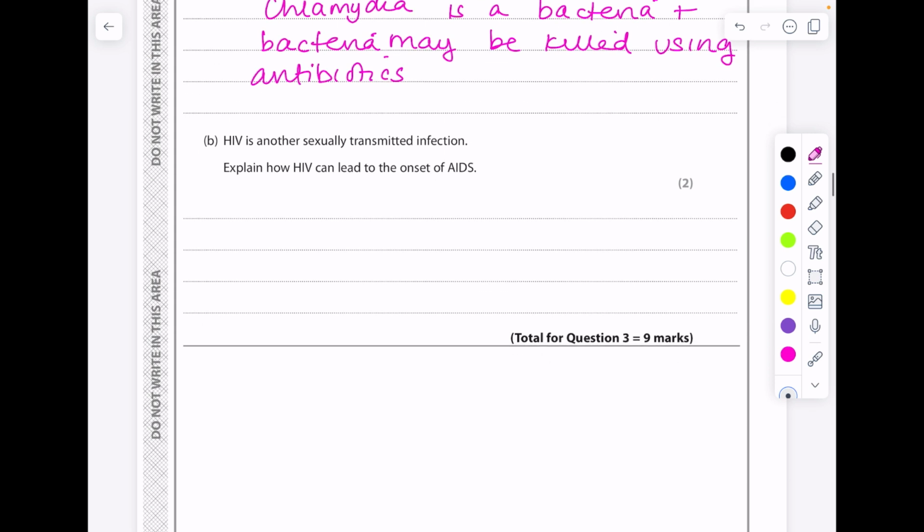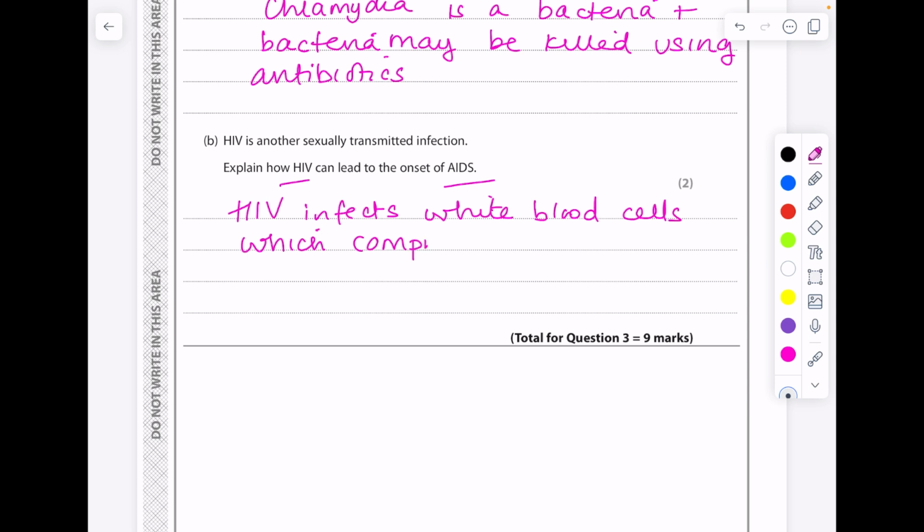HIV is another sexually transmitted infection. Explain how HIV can cause the onset of AIDS. Remember, HIV infects lymphocytes, white blood cells, and that's a huge issue because it compromises the immune system. So it means that normal infections like colds become a lot more serious.